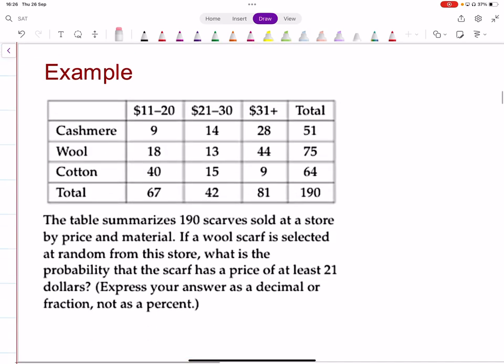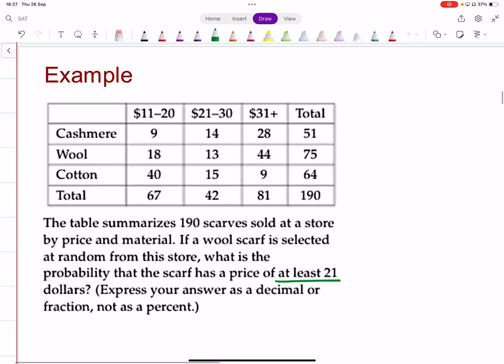Okay? All right. The table summarizes 190 scarves sold at a store by price and material. If a wool scarf is selected at random from the store, what's the probability that the scarf has a price of at least $21?